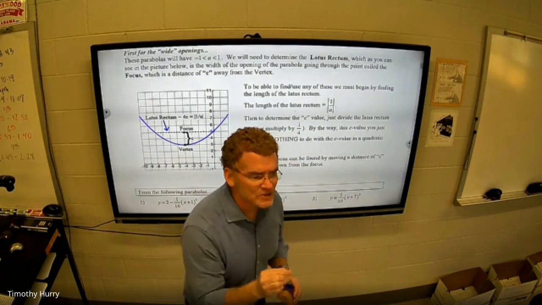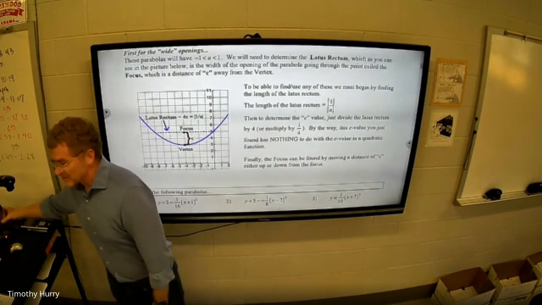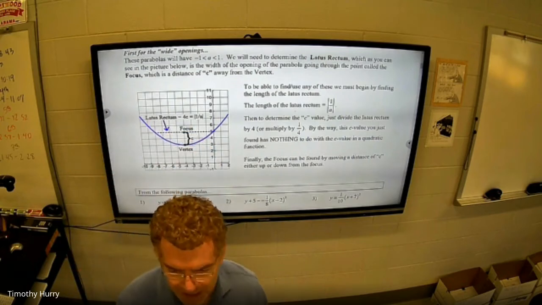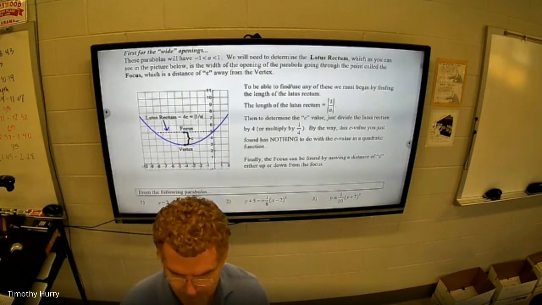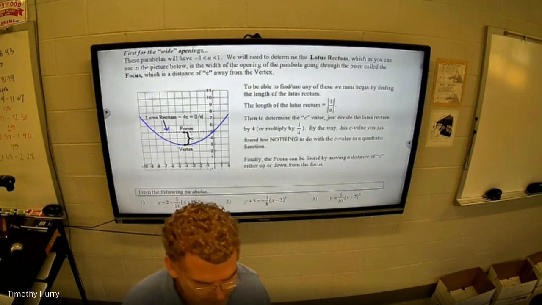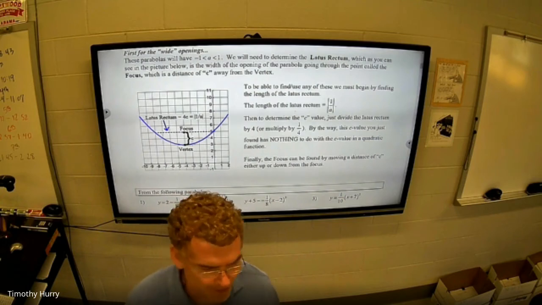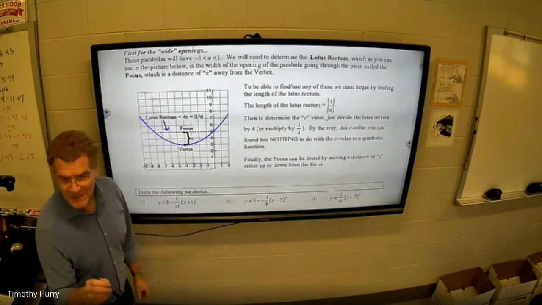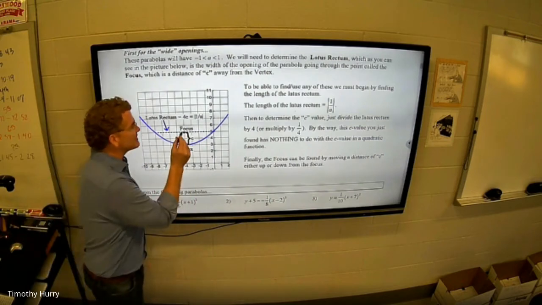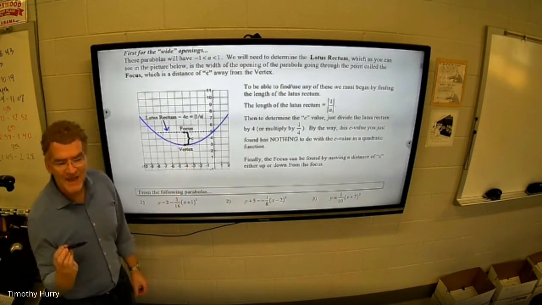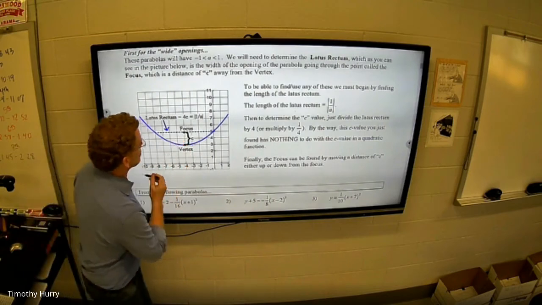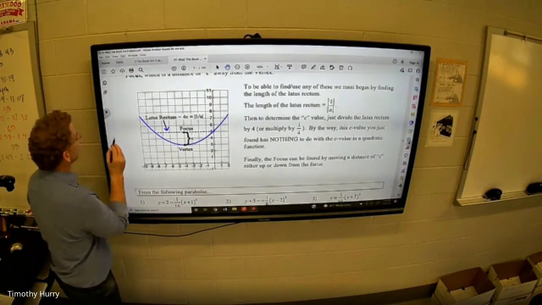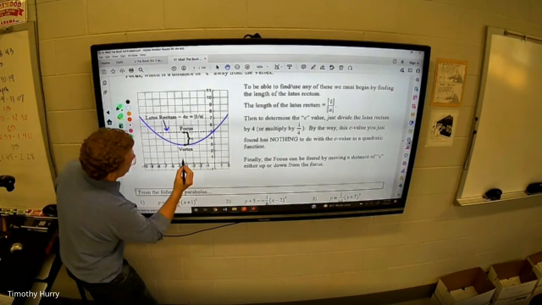Another definition is an algebraic definition, and it has to do with distances from a point and a line. Now stay with me. One of the definitions of a parabola is all of the points that are the same distance from a point called a focus as they are from a line called a directrix. Now, I didn't even put the directrix in here because we're not going to really need it right here. But here will be my directrix.